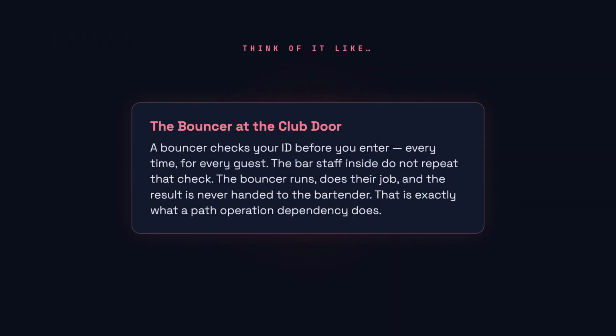Think of a nightclub bouncer. Every person who walks up to that door gets checked, regardless of which bar they are heading to inside. The bouncer does not hand a report to the bartender. They just block or allow entry. Path operation dependencies work the same way. They run their logic on every matching request, and they do not pass a return value into your route function.